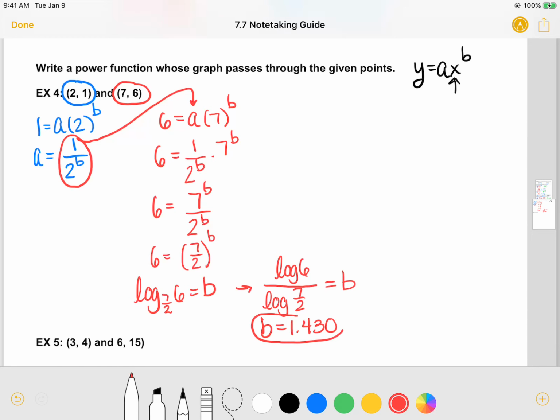Now we're going to take that value and plug it into a. So then a is going to equal 1 divided by 2 raised to the 1.43.